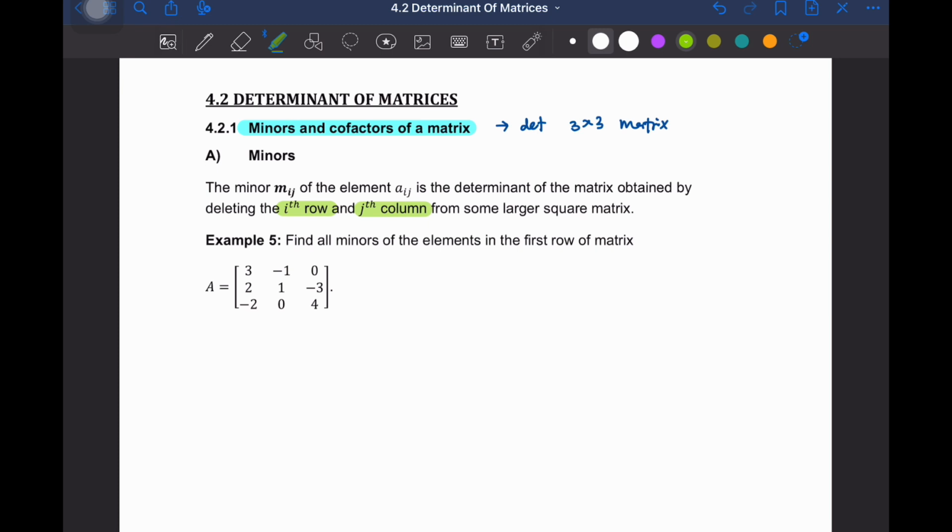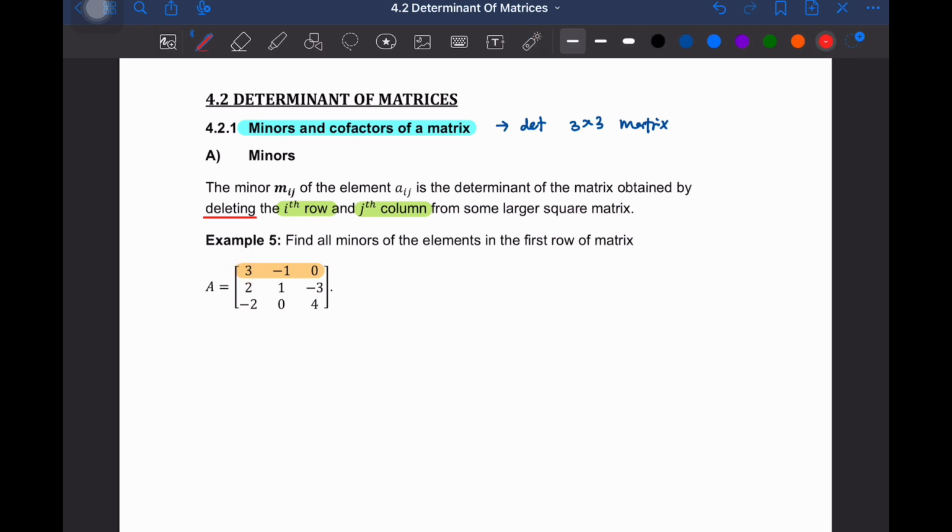Okay, so let's see straight away to the example. Example 5. So it's stated over here, we need to find all the minors of the elements in the first row of matrix. First row. So first row means that this row. Okay, so we have 3, negative 1, and 0 at the element. Okay, so how do we obtain a minor is we need to delete. We are going to delete the row and respective column. Okay, so first, we focus for the first element over here, which is 3.